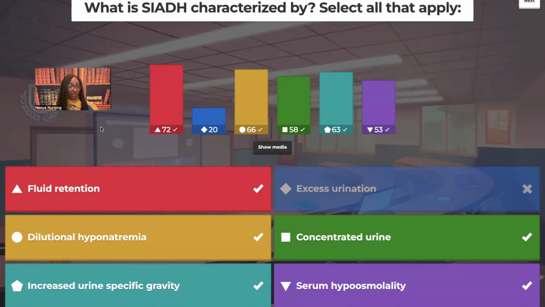Most of you guys got the first one right. Fluid retention, SIADH, they have too much antidiuretic hormone. They're holding on to the fluid. They're going to have fluid retention. Very good. So if they have fluid retention, the urine output is going to be low because they're holding on to fluids, right? So no on excess urination. Very good. Dilutional hyponatremia, yes, because they're holding on to all the fluid and all that fluid is diluting the sodium. So the patient will have dilutional hyponatremia.